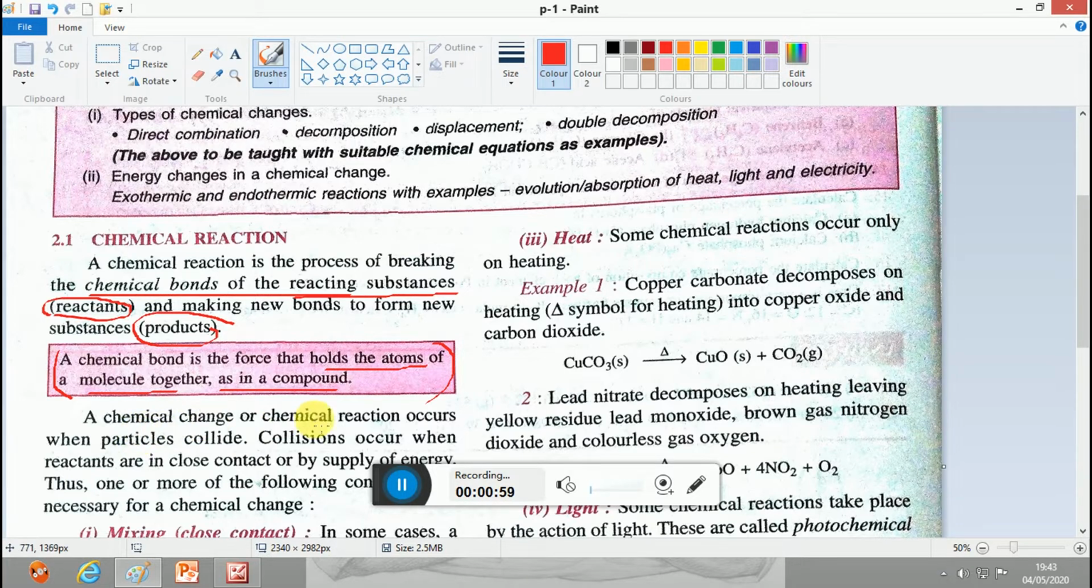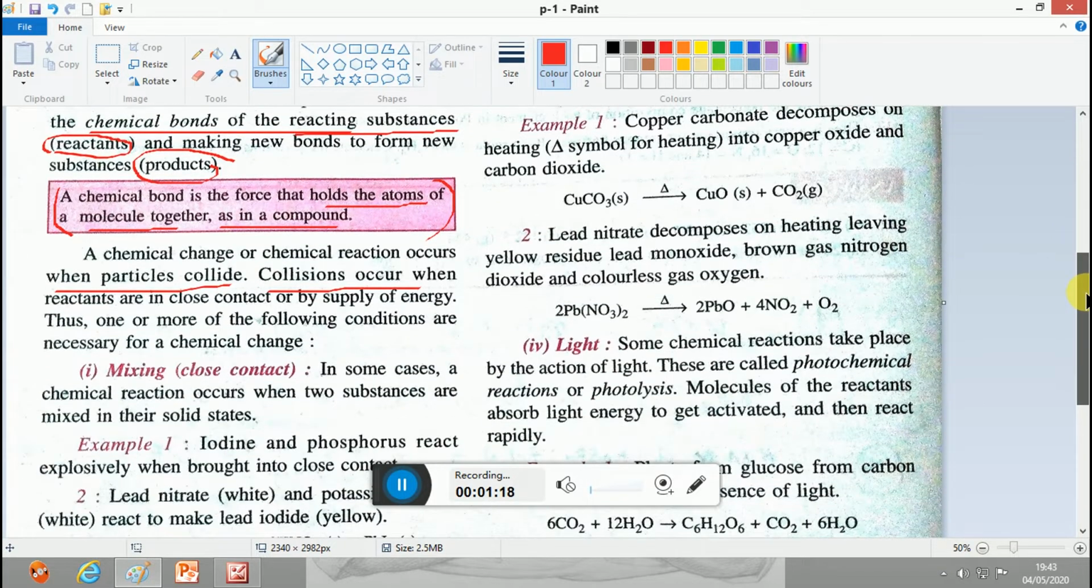A chemical change or chemical reaction occurs when particles collide. And for a successful chemical reaction, there should be an effective collision. Collisions occur when the reactants are in close contact or by supply of energy. So for successful chemical reactions, effective collisions should be there.